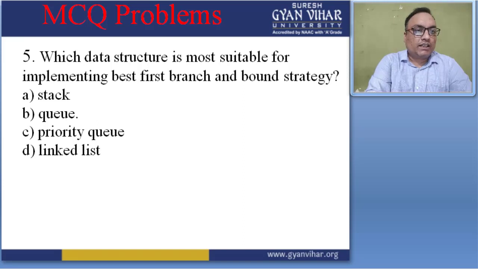Which data structure is most suitable for implementing the best first branch and bound strategy? Four options are given: stack, queue, priority queue, linked list. So the correct answer is priority queue. B is not the right answer here; C is the right answer for this question. And then move to the next, sixth question.